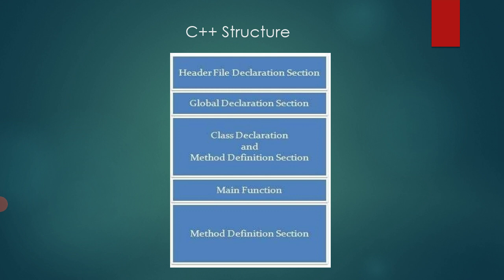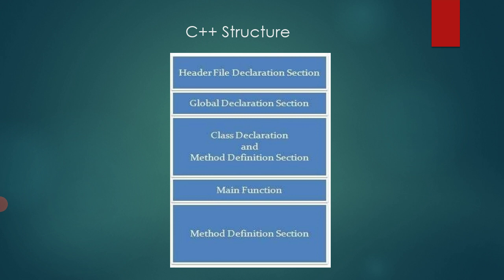In the C++ structure, the first part is the header file declaration section. In this section we have to declare all the header files that we use in our program. Next is the global declaration section. If you have to declare your variables globally, you can declare them after the header file declaration. I'm just explaining every block here, and after that I will explain this with a program.